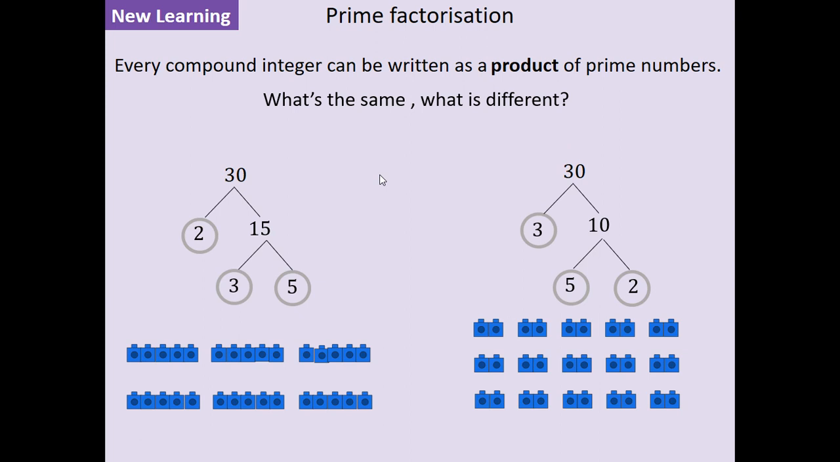Now, hopefully you remember from earlier on in the school year that this is commutative, because it doesn't matter which way round we do this calculation with multiplication. 2 times 3 times 5 is the same as 3 times 5 times 2, or 5 times 3 times 2. They would all still equal 30. Therefore, we can say that 30 is equal to 2 times 3 times 5, because I've put them in order of size.